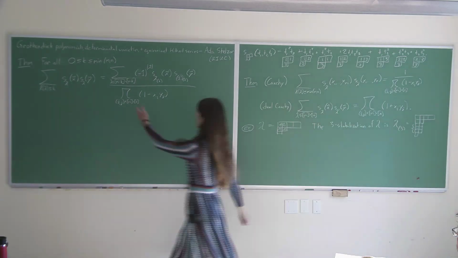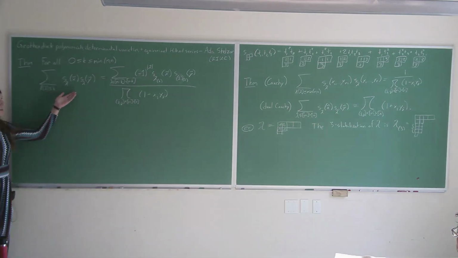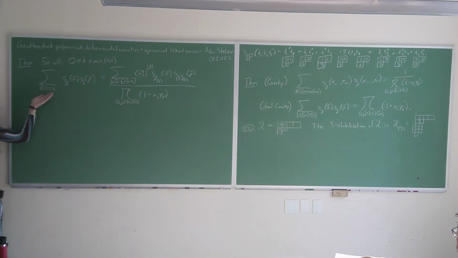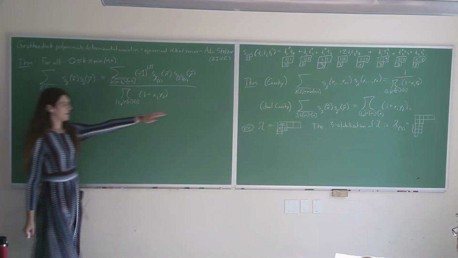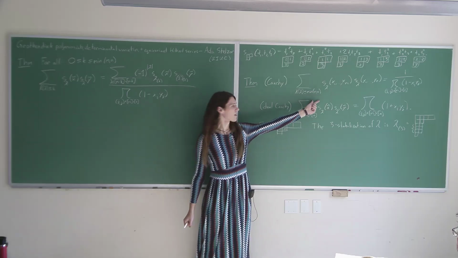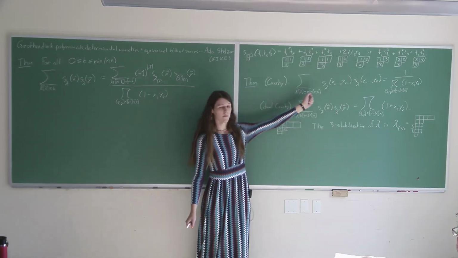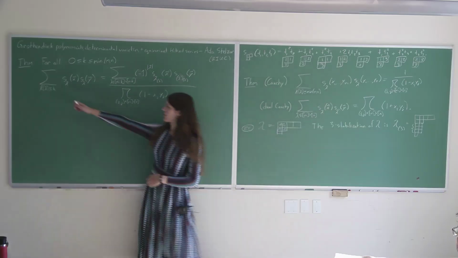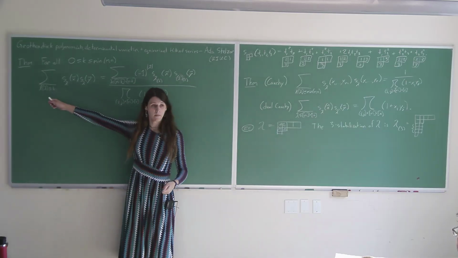And then over here, we have this beautiful identity where you'll notice the left-hand side is very similar to the left-hand side of our classical Cauchy identity. The only difference is that instead of the trivial condition that lambda has at most the minimum of m and n parts, we have some more substantive condition depending on k.